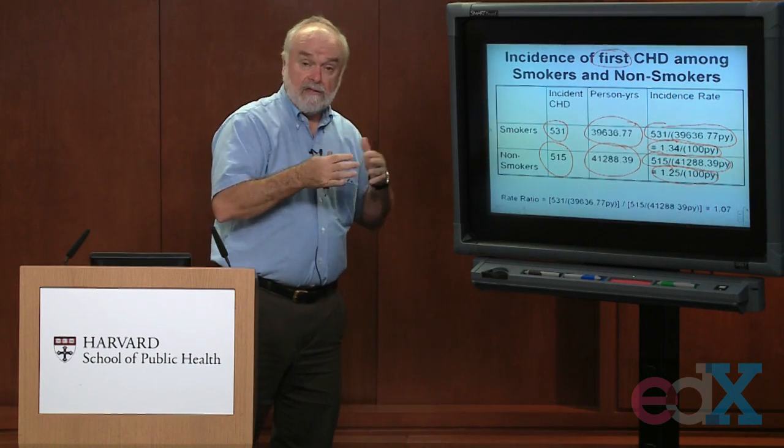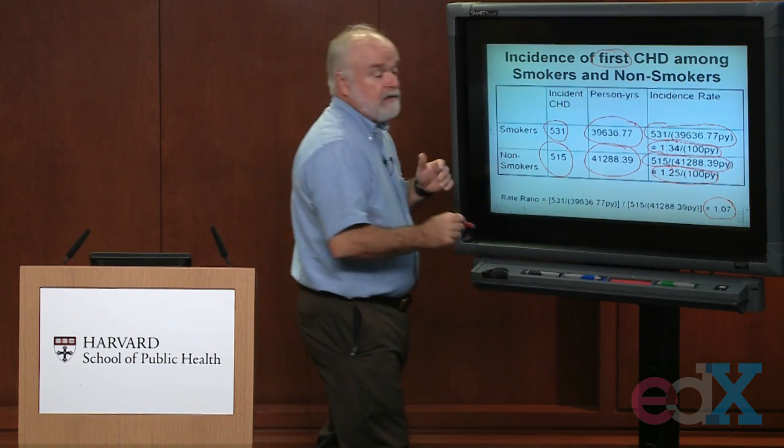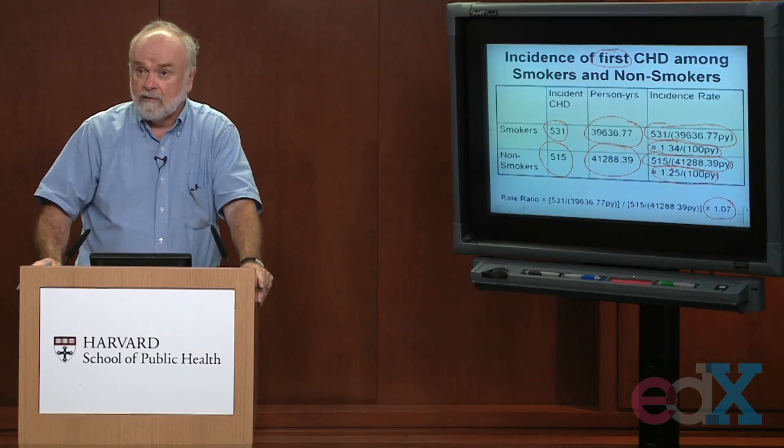So notice the incidence rate among smokers is now higher than the incidence rate of the non-smokers, more or less what we expected. If we calculate an incidence rate ratio by dividing those, we see that the rate of developing heart disease among the smokers is 1.07 times that of the non-smokers.